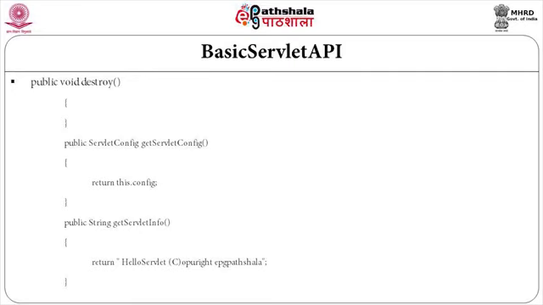Third one, again another simple one. Get servlet info, so it returns a string. This implementation can return copyright EPG Pathshala, and the year 2015. Of course, the name of the servlet, that is hello servlet. So, hello servlet, copyright EPG Pathshala and the year. That can be our implementation of get servlet info.